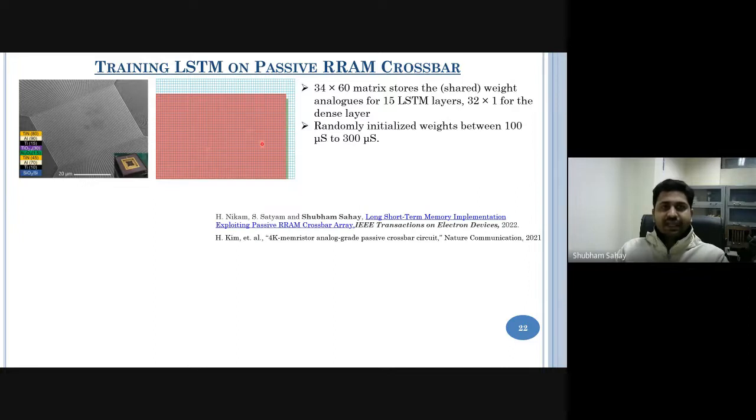Then we randomly initialized the weights between 100 microsiemens and 300 microsiemens. As is done in software, where we randomly initialize the weights, here also we did the same.